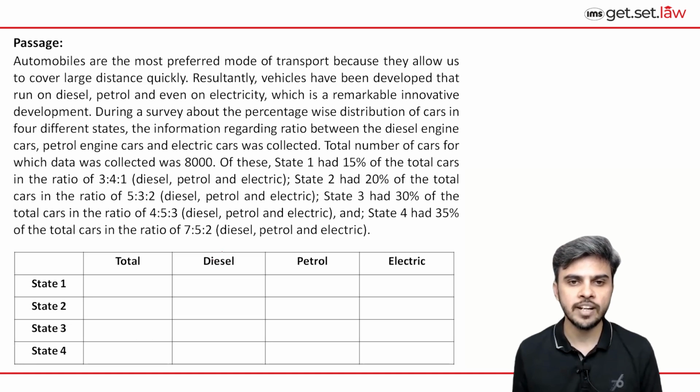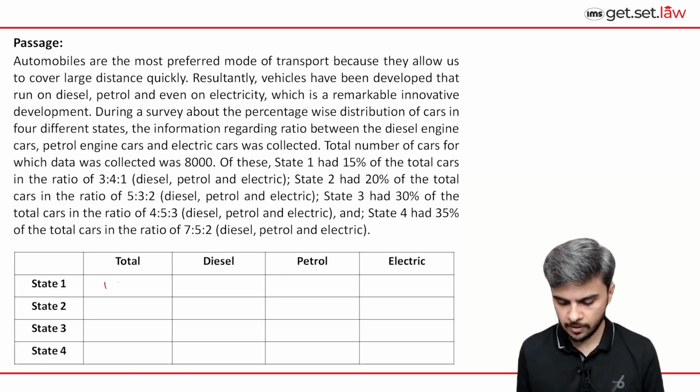Total number of cars was 8,000. State 1 had 15% of total cars. So 15% of 8,000. How we should calculate it? 10% of 8,000 is 800. 5% is half of 800, that is 400. So 10% plus 5% is 800 plus 400, that is 1200.